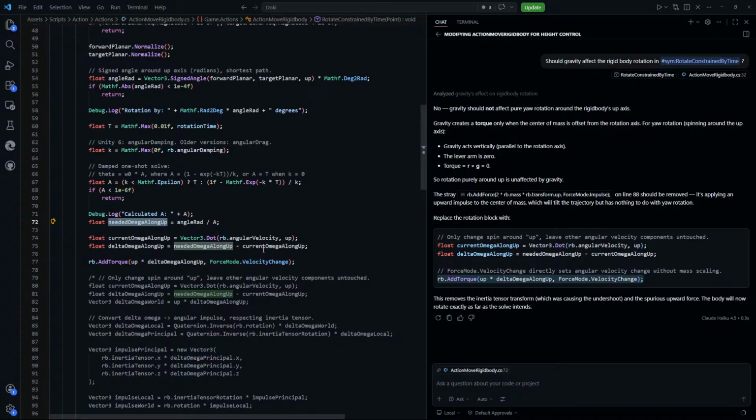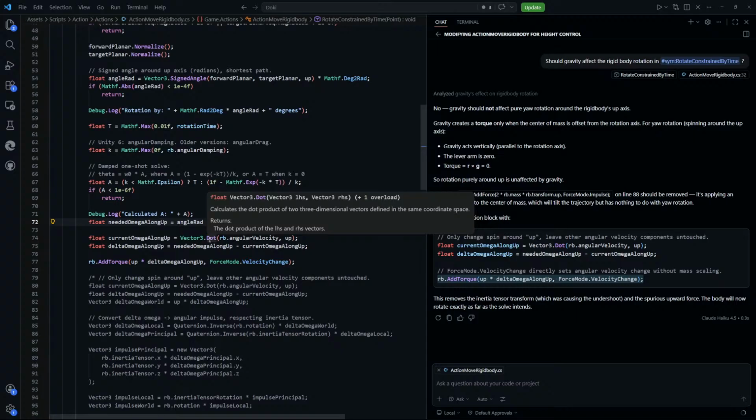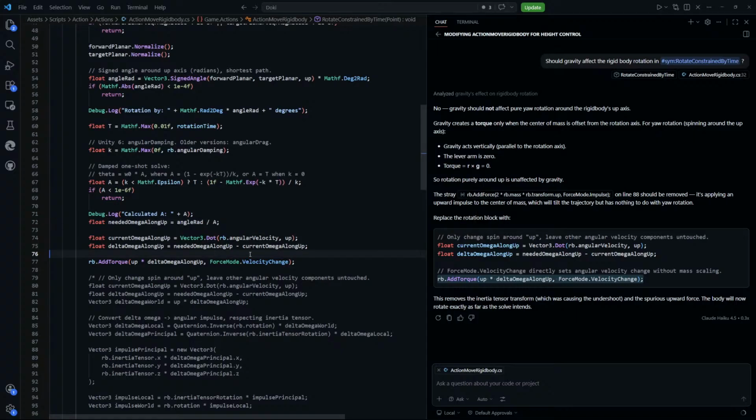Then we remove the current velocity, I guess it is, which should be 0. So I'm wondering, we're just adding velocity change 10 times the radians. I don't know.